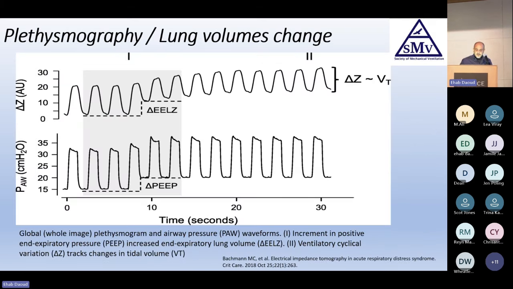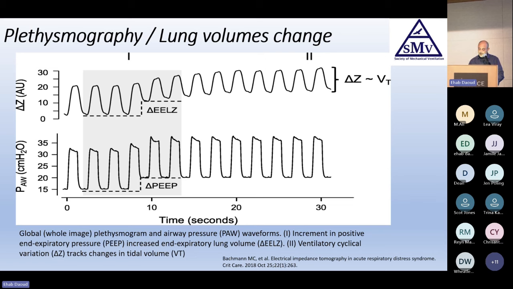So what is the plethysmography? I want to tell you, the EIT does not measure exactly the tidal volume. It just shows you in and out. But through algorithms, they try to measure the tidal volume. They call it here change Z, which is in arbitrary units. And through algorithms, they can tell you about the tidal volume, almost equivalent to the tidal volume.